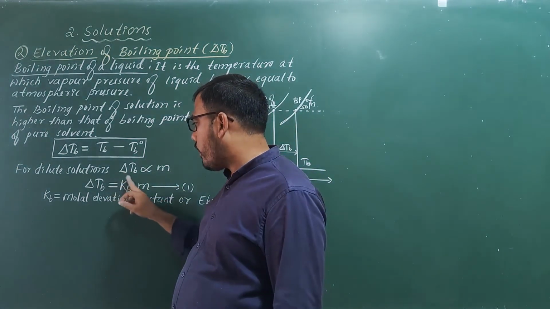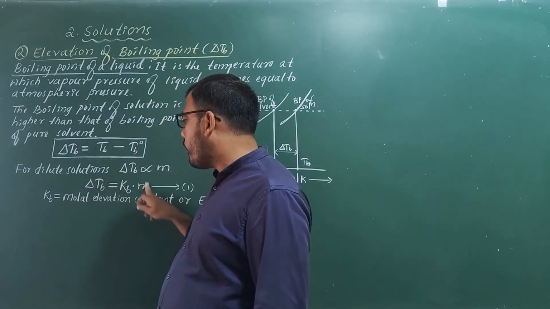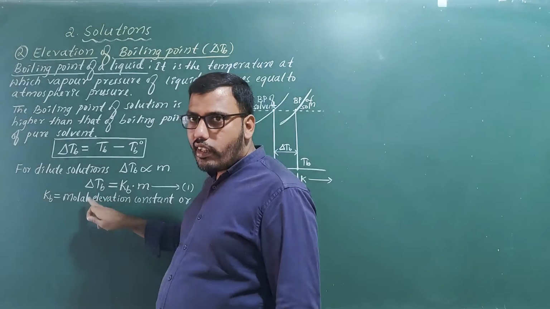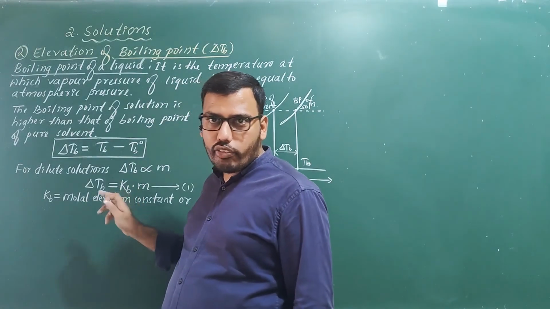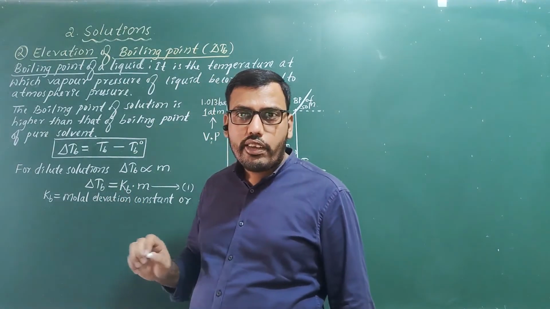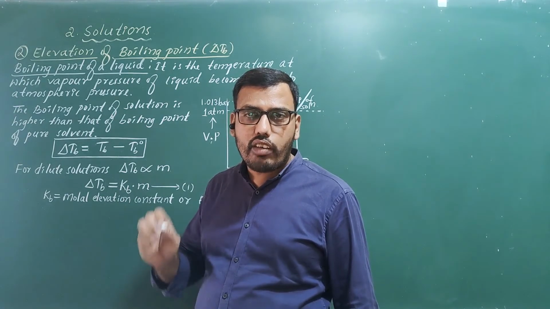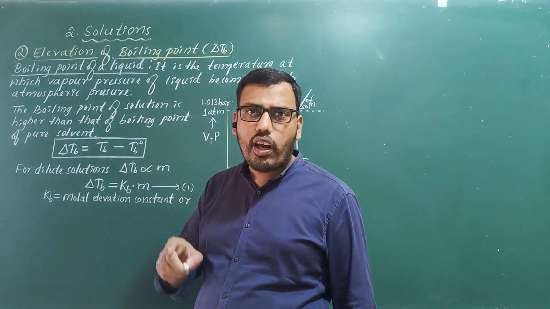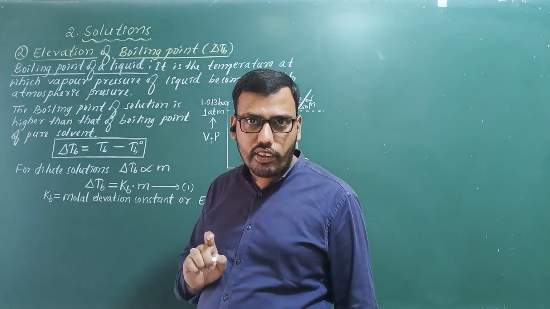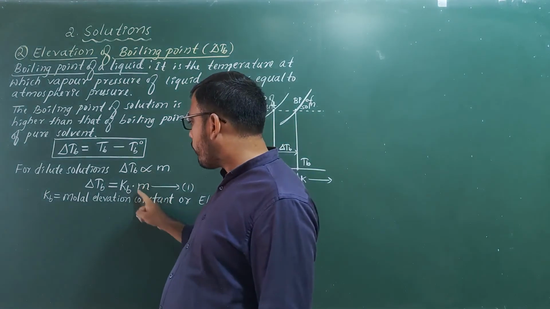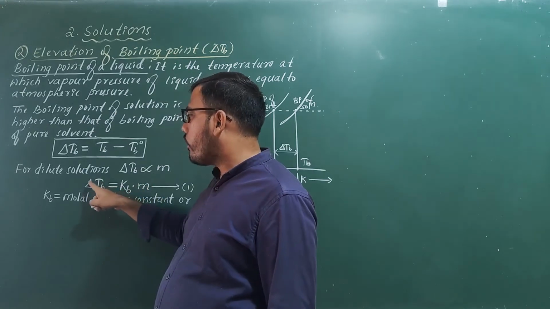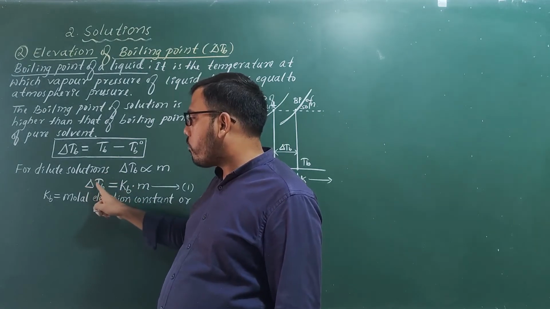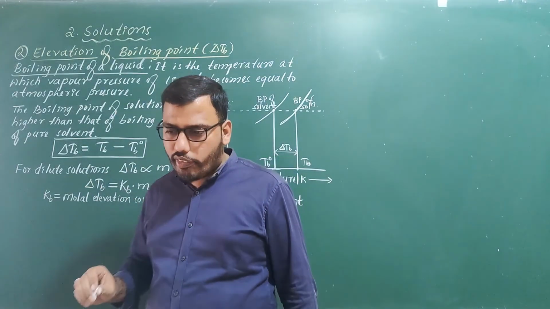You observe the Kb here. Kb is equal to delta Tb divided by small m, or elevation of boiling point divided by molality. If molality small m is equal to 1, what is molality? Number of moles of solute present in 1 kg of solvent. Molality equal to 1 means 1 mole of solute is dissolved in 1 kg of solvent. So very simple. If this value becomes 1, then Kb is equal to delta Tb, so Kb is equal to the elevation of boiling point produced.